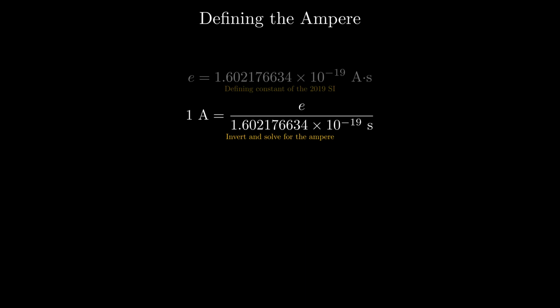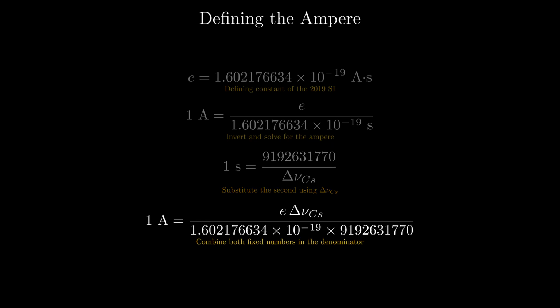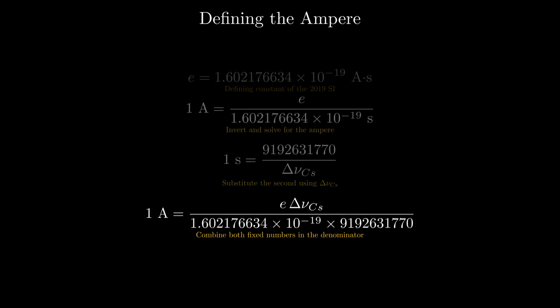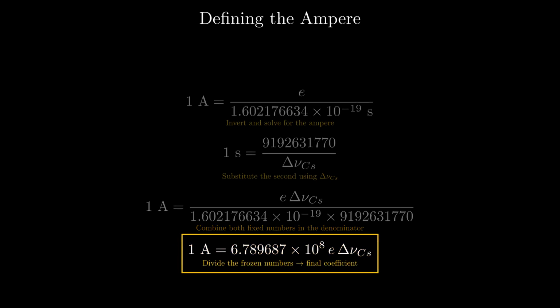The second itself comes from the cesium frequency, delta nu cesium, fixed at 9,192,631,770 oscillations. Divide the two frozen numbers and 1 ampere equals 6.789687 times 10 to the 8th times e times delta nu cesium.